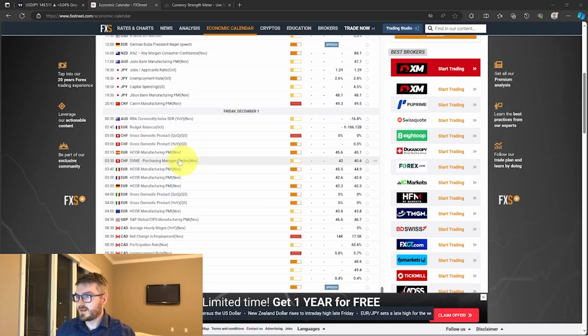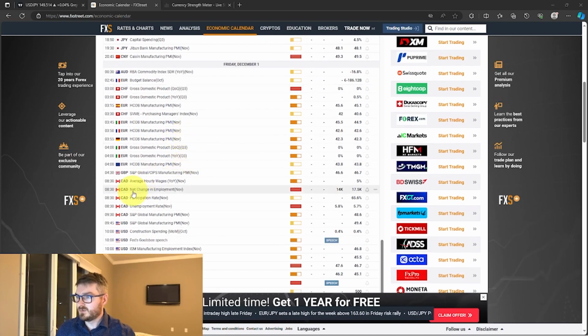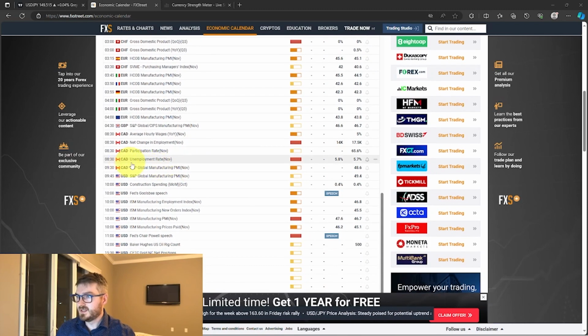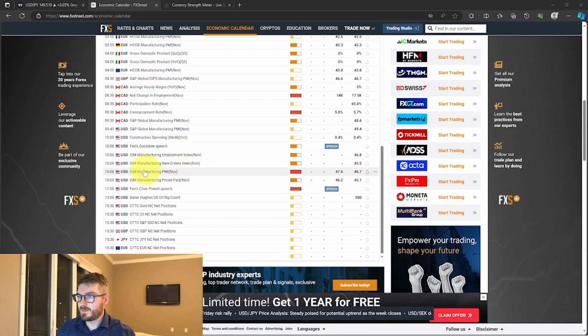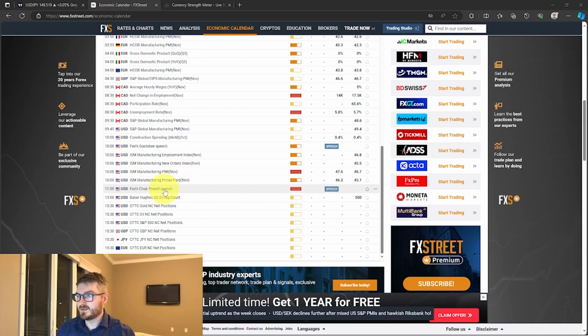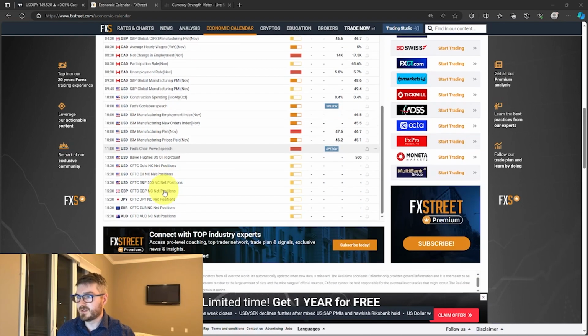And for Friday, we have for the Swiss franc GDP for Q3 being released. We have net change in employment for the CAD for November numbers being released. For CAD, we have unemployment rate for November being released. For US dollar, we have ISM manufacturing PMI for November being released, and we have Federal Chair Powell's speech on Friday also for the US dollar.